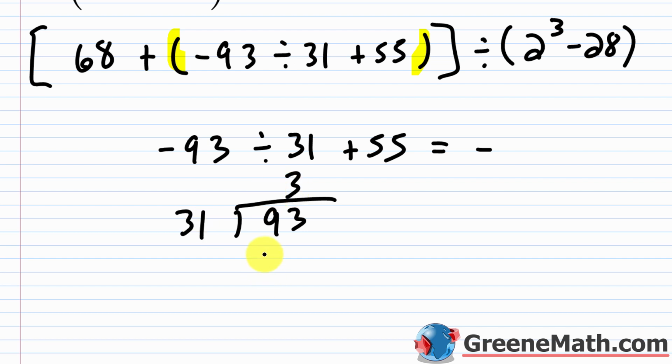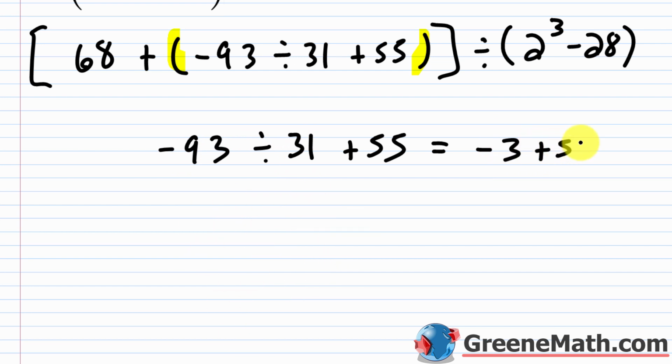So 3 times 31, as I just said, is 93. Subtract here, you get 0, so there's no remainder. So this would end up being negative 3, right? So negative 93 divided by 31 is negative 3. Okay, let's get rid of this, and now we're going to add 55.